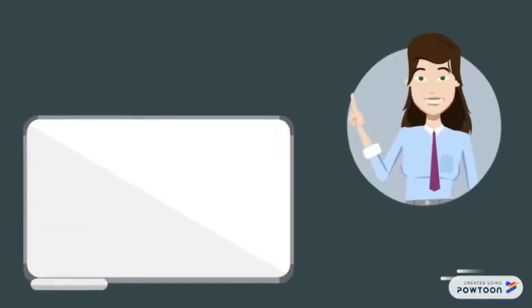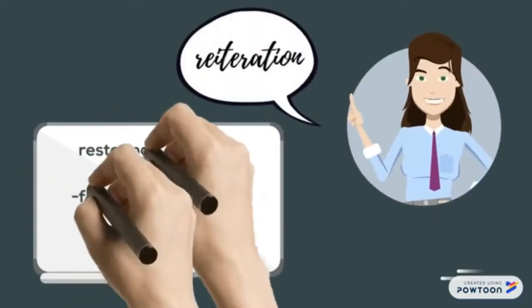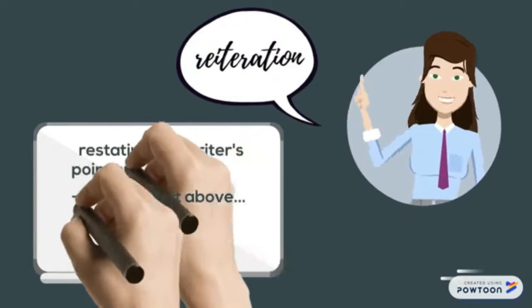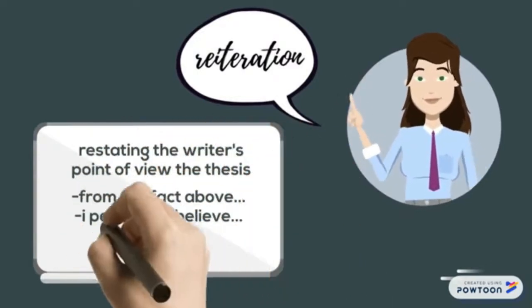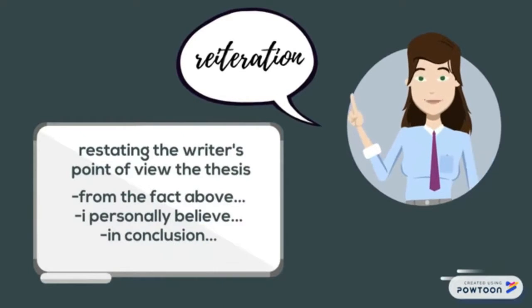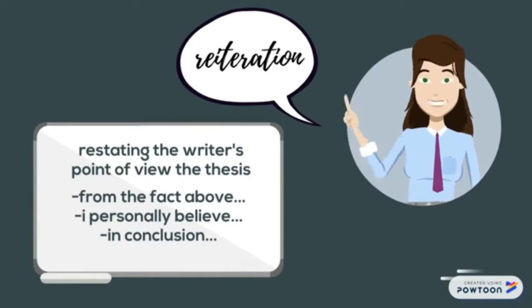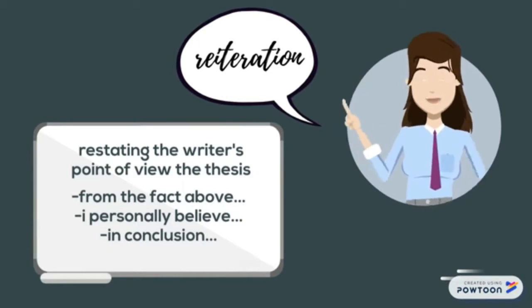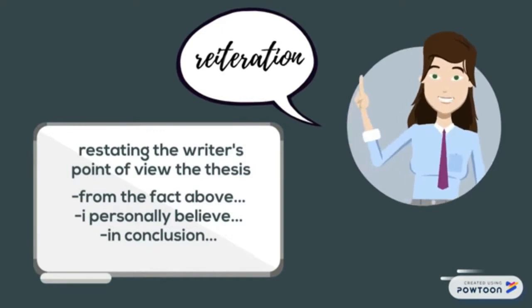The last one is reiteration. Reiteration is restating the writer's point of view, or to strengthen the thesis. We can use the following phrases to make a conclusion in reiteration. First, from the fact above. Second, I personally believe. The last, in conclusion.